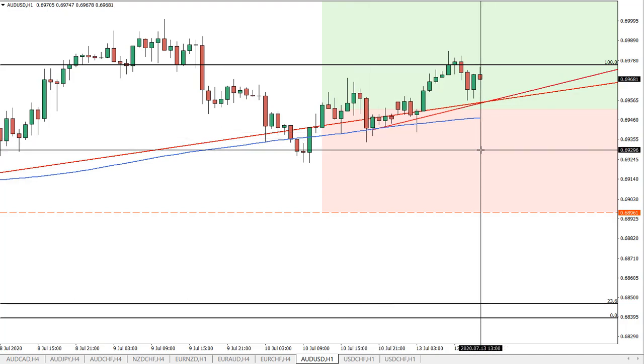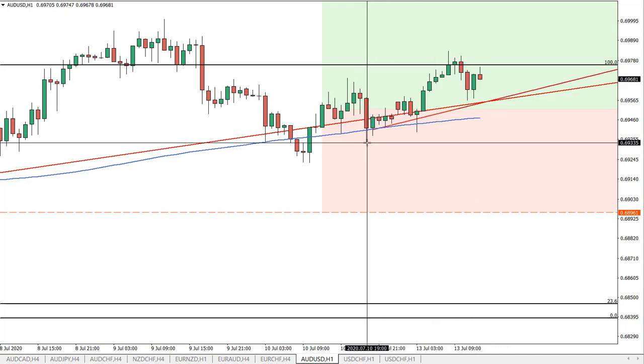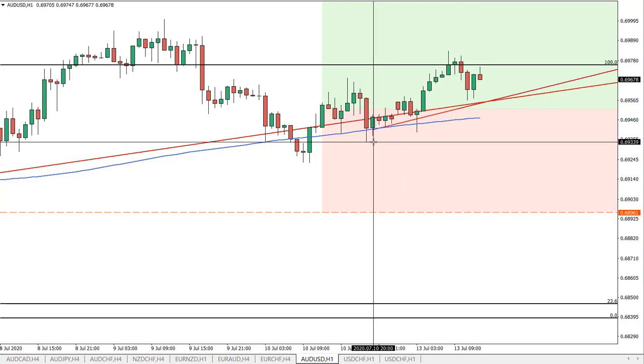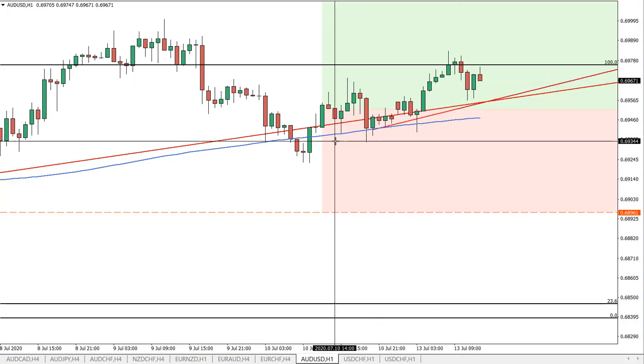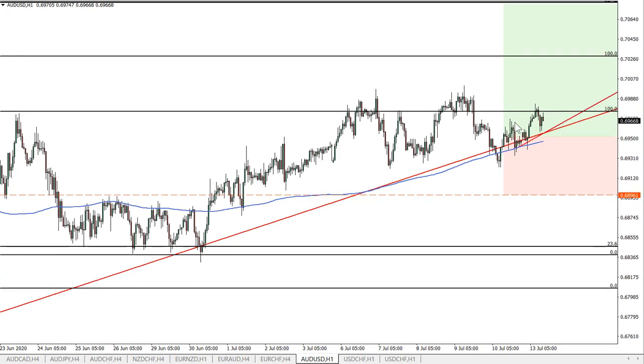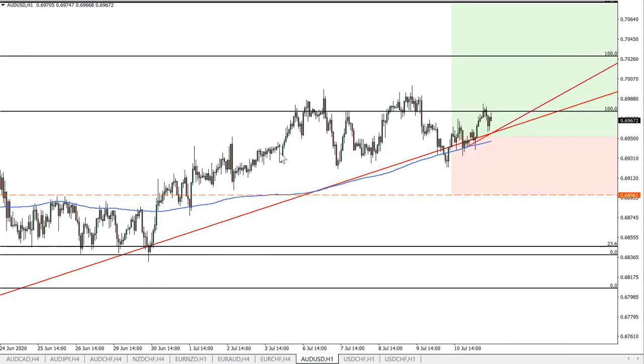And perhaps the key point here would be if there will be 1 hour close below this level, clean close below this level, that might invalidate this idea. But as long as we hold it, trend should be to the upside. And also a valid idea. We're waiting to see what happens.